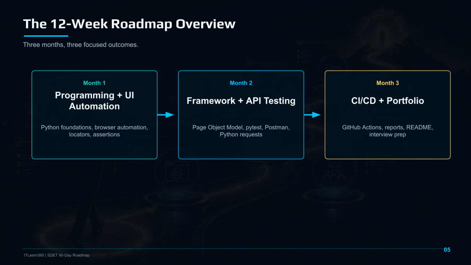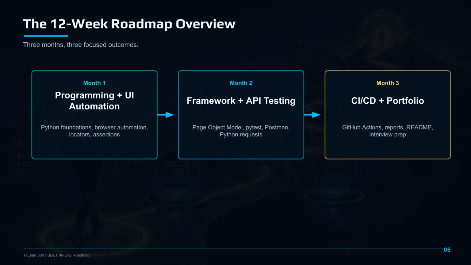Now that we know the skill stack, let us look at the 12-week roadmap overview. The first month focuses on programming and UI automation. You learn Python fundamentals, basic object-oriented programming, and how to automate browser actions. The second month focuses on framework and API testing. You move away from messy, standalone scripts and start building a maintainable automation structure using page object model and Pytest. You also learn REST API testing with Postman and Python automation.